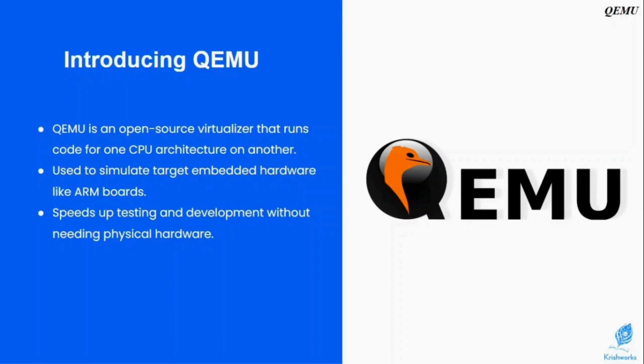Introducing QEMU. QEMU is a virtual machine emulator. It lets you run code built for one CPU like ARM on another, like x86. This helps you test builds without actual hardware, saving both time and cost.